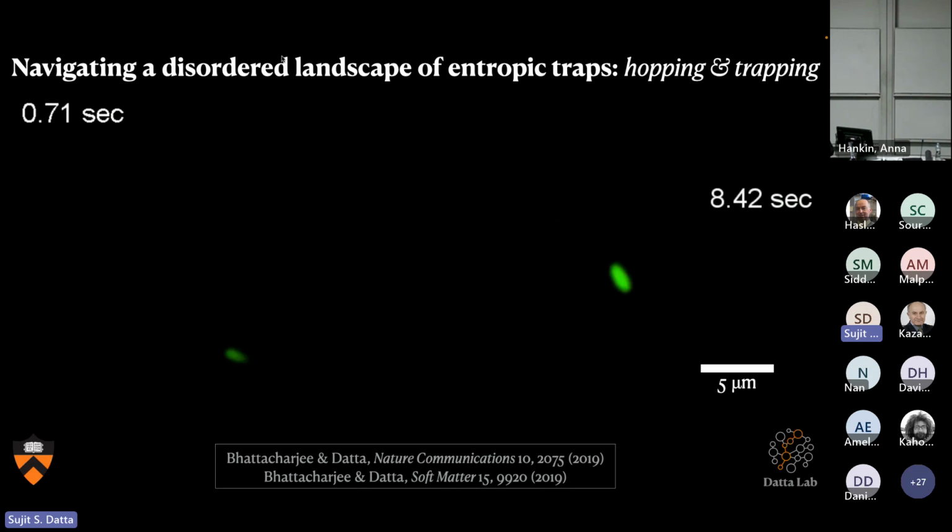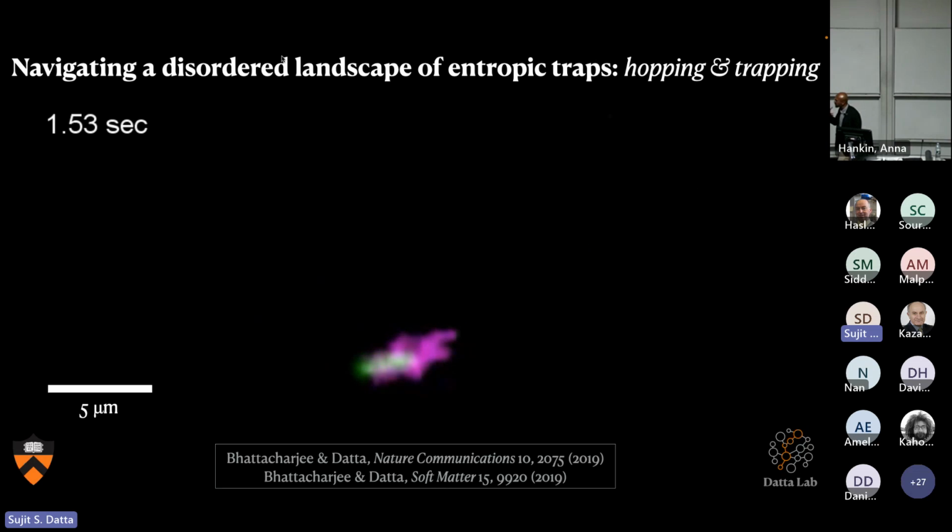as being analogous to the way active particles move through disordered energy landscapes. Okay, they get stuck in these little entropic traps until they hop out and get stuck again. And so there's a lot of really interesting physics here. We've been able to better understand this process by looking not just at the cell body, but also the flagella that propel the cell through.